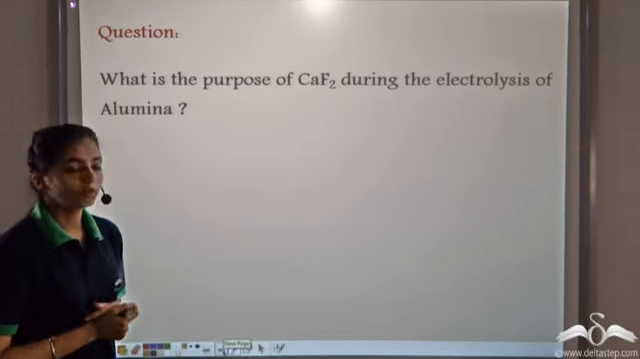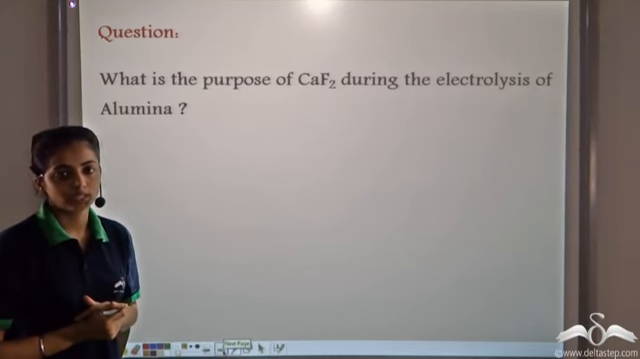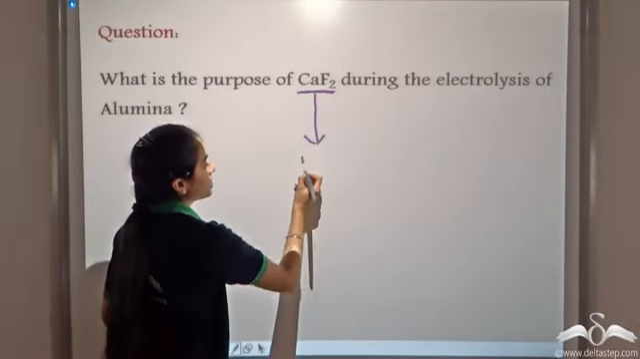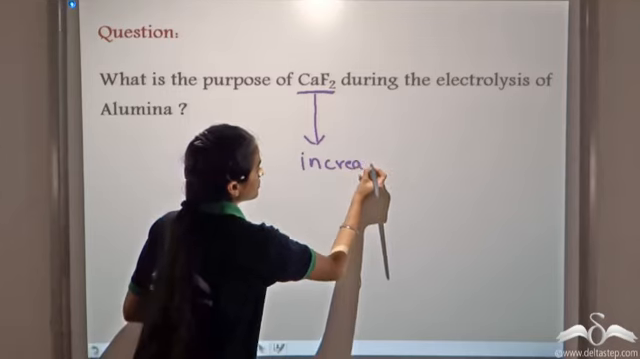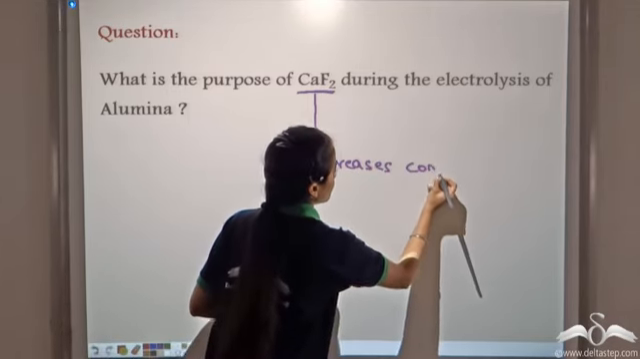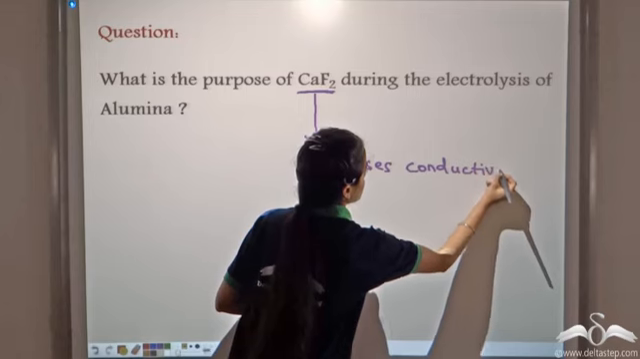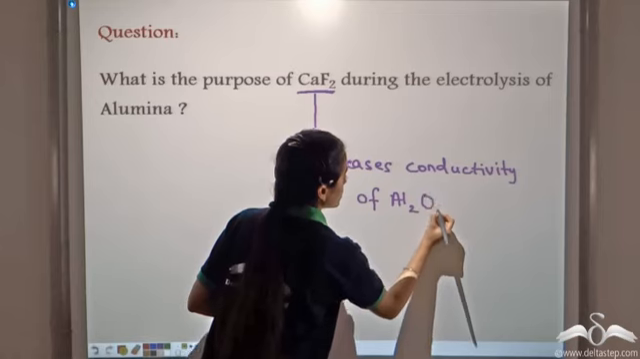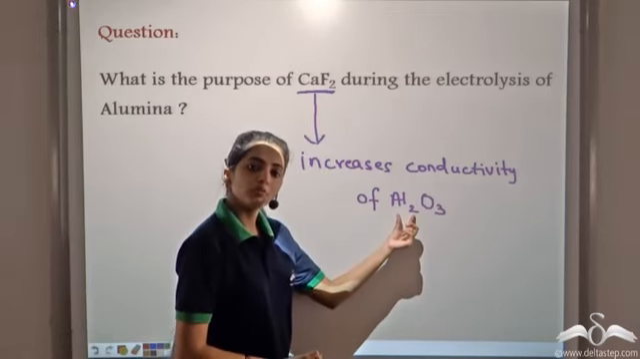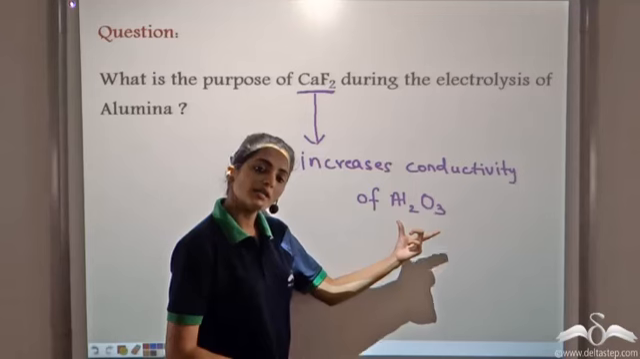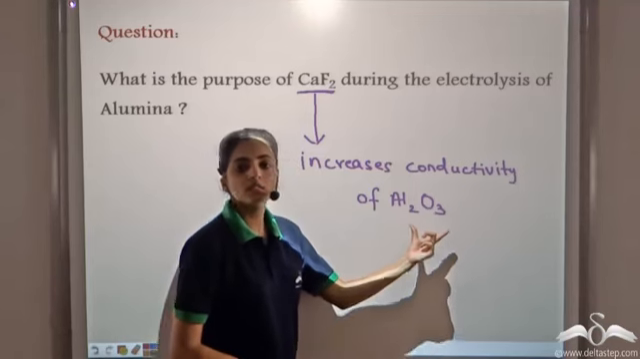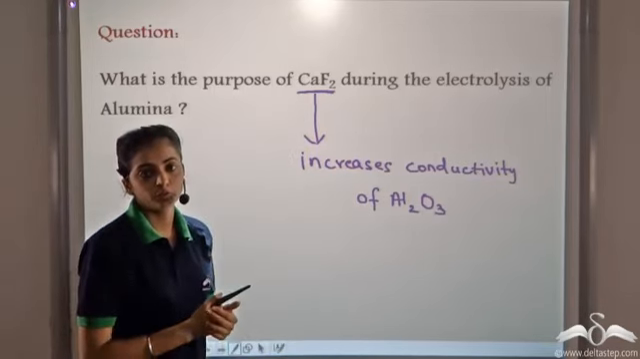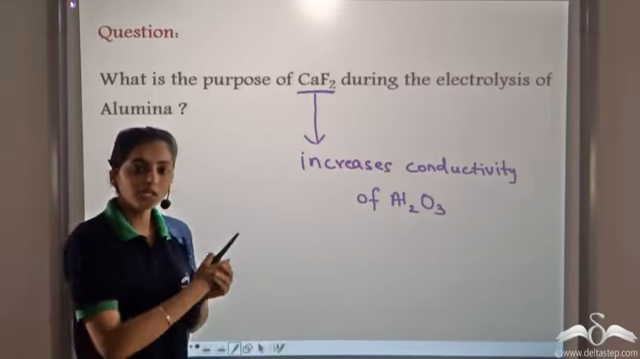What is the purpose of CaF2 during the electrolysis of aluminium oxide? So CaF2, it increases the conductivity of alumina, that is Al2O3. We have to extract pure aluminium from alumina. If we carry out the electrolysis of alumina itself, this is a non-conductor of electricity. So to make it a conductor of electricity, we use CaF2. So CaF2 increases the conductivity of alumina.